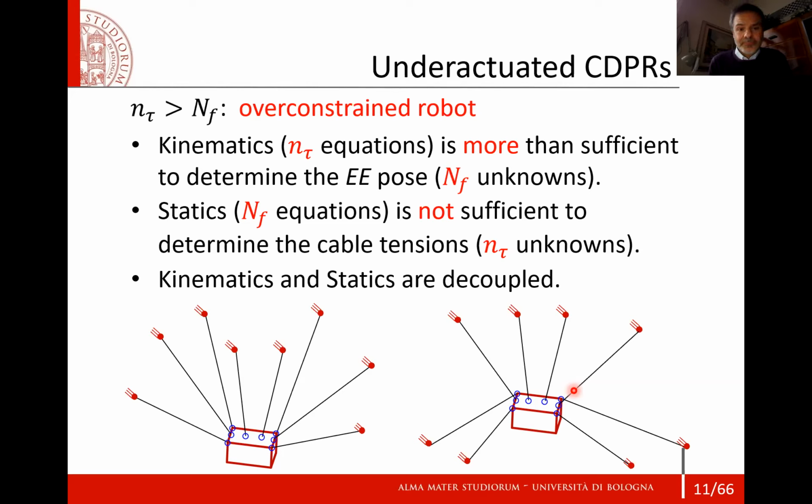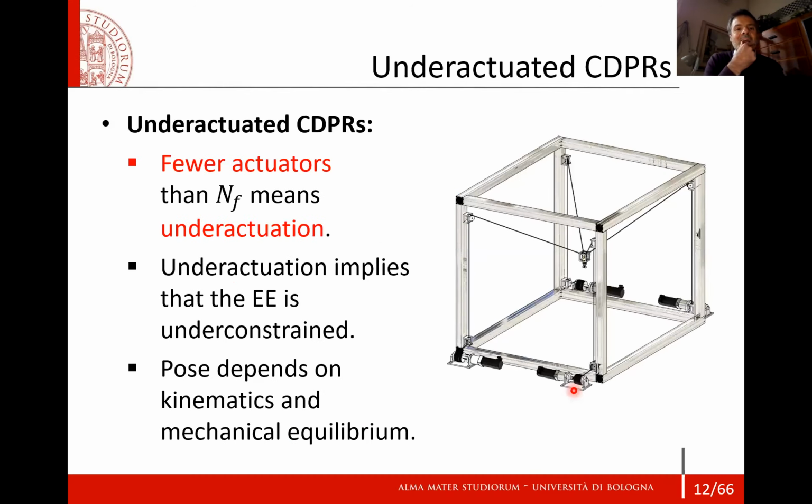Statics, however, in this case is not sufficient to determine the cable tensions because we have more cable tensions than equations. And this is the classical problem of having infinite solutions for cable tension. So we have to find a convenient tension distribution in rigid body mechanics. But again, kinematics and statics are decoupled as they were before. So basically, this is just an explanation of the framework we've been considering so far.